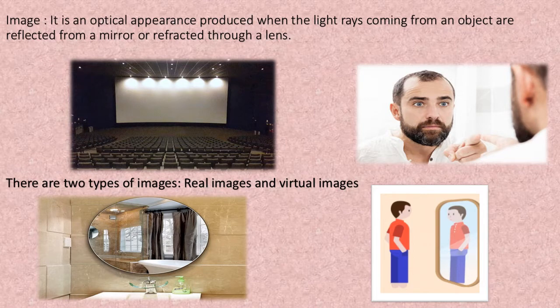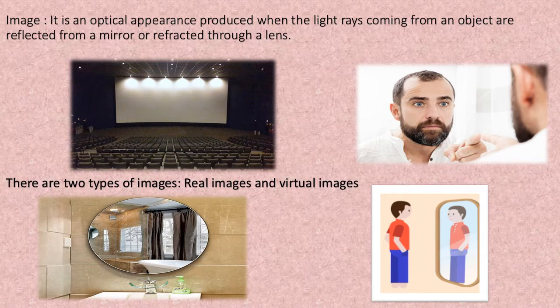Now what is an image? An image is an optical appearance produced when light rays coming from an object are reflected from a mirror or refracted through a lens. So children, when we look into a mirror, we see the image of our face in it, isn't it? In this case, our face is the object and what we see in the mirror is the image. The image of our face appears to be situated behind the mirror.